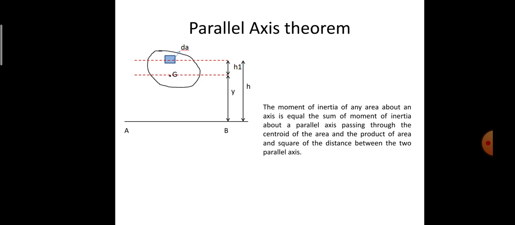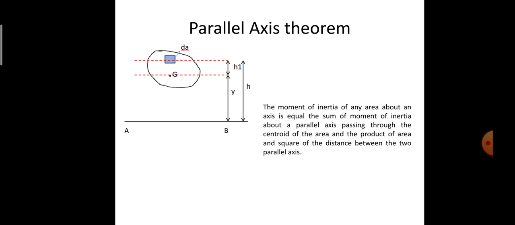Coming on to the concept of parallel axis theorem. The parallel axis theorem states that the moment of inertia of any area about an axis is equal to the sum of the moment of inertia about the parallel axis passing through the centroid of the area and the product of area and square of the distance between the two parallel axes.